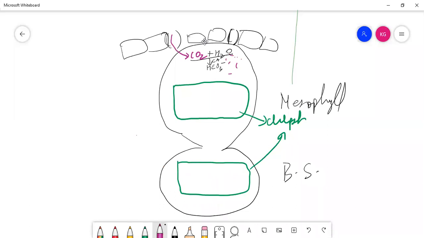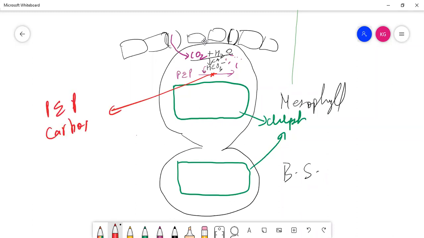The first reaction here is PEP. So who's the acceptor of this carbon? The acceptor of this carbon is PEP, phosphoenol pyruvate. So everything starts with PEP, phosphoenol pyruvate. Okay? This phosphoenol pyruvate will capture this HCO3 negative. PEP is a 3 carbon compound. HCO3 negative has 1 carbon. And this reaction is catalyzed by an enzyme which is called PEP carboxylase. What is the name of the enzyme? This is PEP carboxylase.